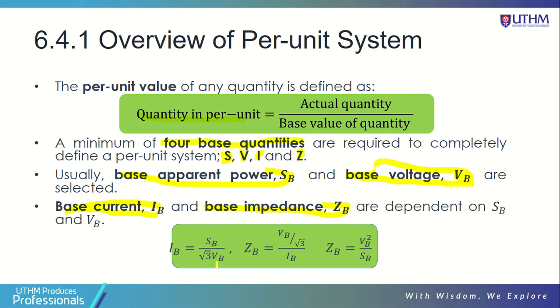This is for the three phase system, because in a three phase system, S equals square root 3 times V times I, where V is the line voltage times the line current. So I base equals S base divided by square root 3 V base. Or for Z, you can determine Z equals V divided by square root 3 divided by IB, or ZB, you can determine ZB by VB square over SB.